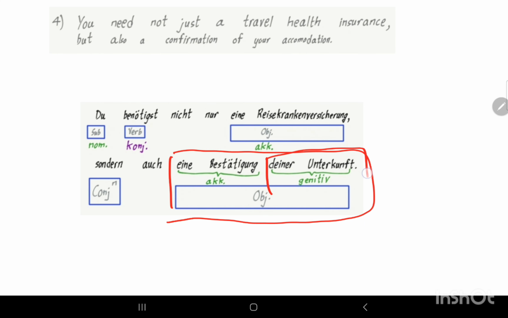This is genitive, guys. Okay, I hope you know that. So with genitive, you use the correct article, whether possessive article, negation article, or definite article, indefinite article, but the ending will be, so if this is masculine or neutrum, then the ending of the article will be es. Okay, if it is feminine or plural, the ending is er. Okay, Unterkunft happens to be feminine, so it is deiner. But actually you say it like deiner, you don't pronounce the r at the end of any word.